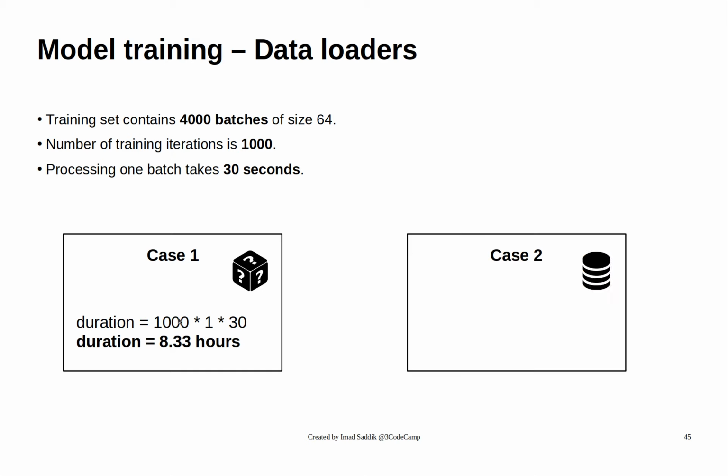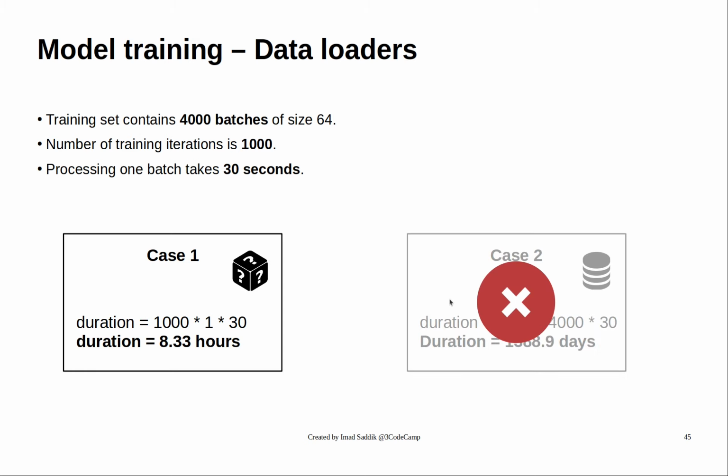In the second method, we will multiply that by 4,000 because we want to process all batches in each iteration. If you do this, then you will get 1,388 days. You see, this is why I showed you both methods, because you need to find a balance so that training does not take forever. The second method is the ideal method because it ensures all training data is used, but it is not practical. I mean, you need to have a very powerful computer to be able to process all that amount of data.